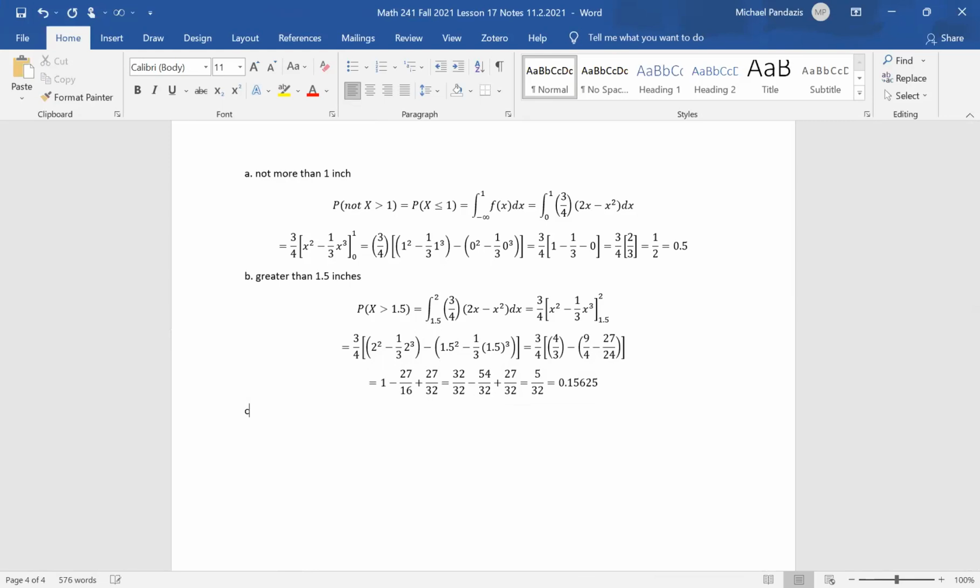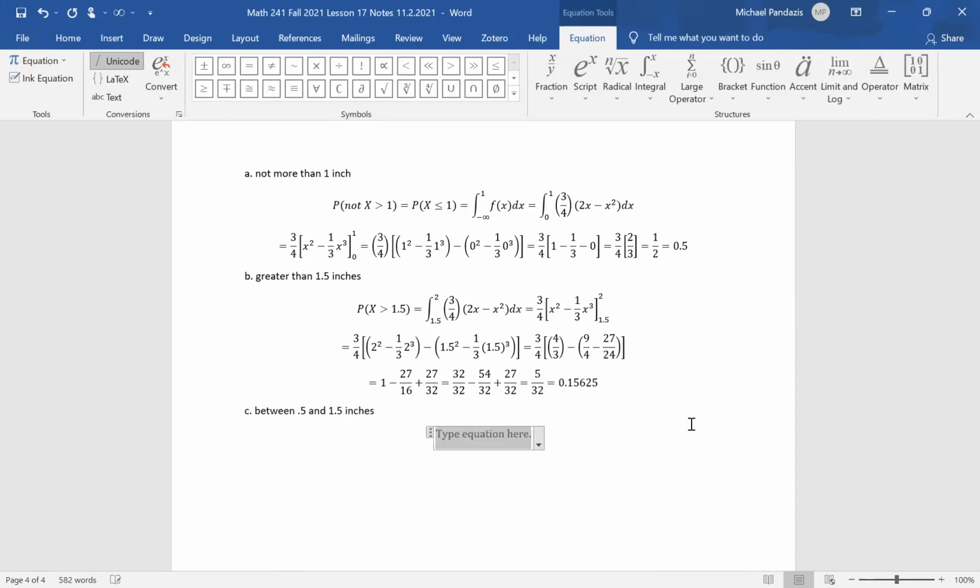Okay, so part C, I'm going to find the probability that the amount of rainfall is between 0.5 and 1.5 inches. So that's the same as the probability that 0.5 is less than x less than or equal to 1.5, right? I can add or remove points on the endpoints. Actually, never mind. We don't have to prove that again. Okay, so it's between there and there. Whether I do or don't include endpoints doesn't matter. And so it's from 0.5 to 1.5.